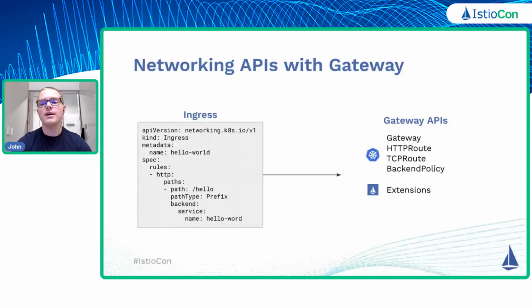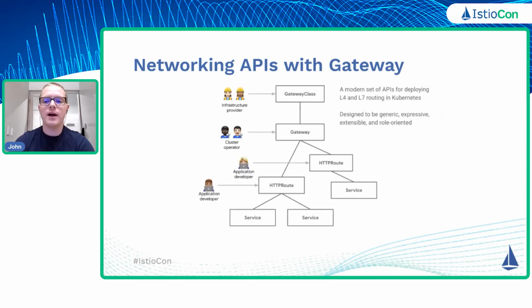Instead of just one core API, ingress, there's now a bunch of different ones. There's a Gateway, which is very, very similar to an Istio Gateway. Even the name is exactly the same. And then there are different routes and different types of extensions that I'll get more into later.